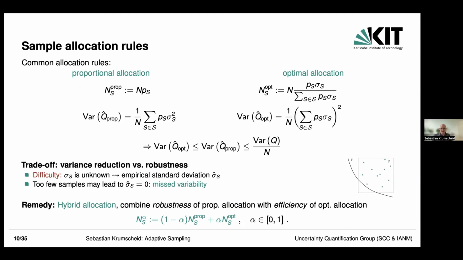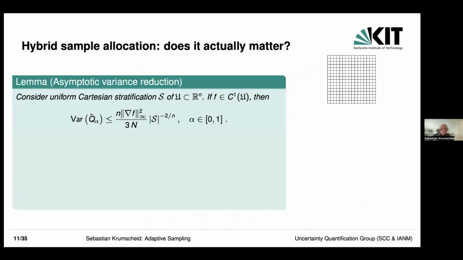Okay, so does it actually matter? Why do we do that? Well, let's have a look at a very, very simple toy problem. We're looking in n dimensions at a standard uniform Cartesian partition of our unit cube, so each stratum is of the same size, 1 over n. Then you can compute a bound for the variance of our stratified sampling estimator for a fixed number of samples. We get this bound, assuming that our function f is sufficiently smooth. Now, this bound is valid for any alpha.